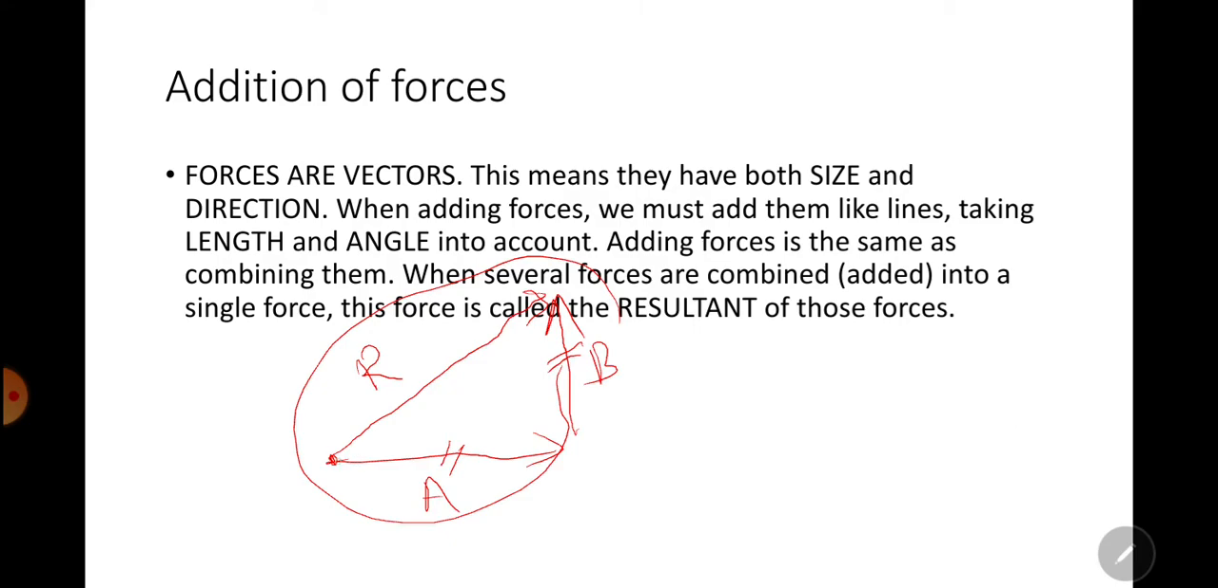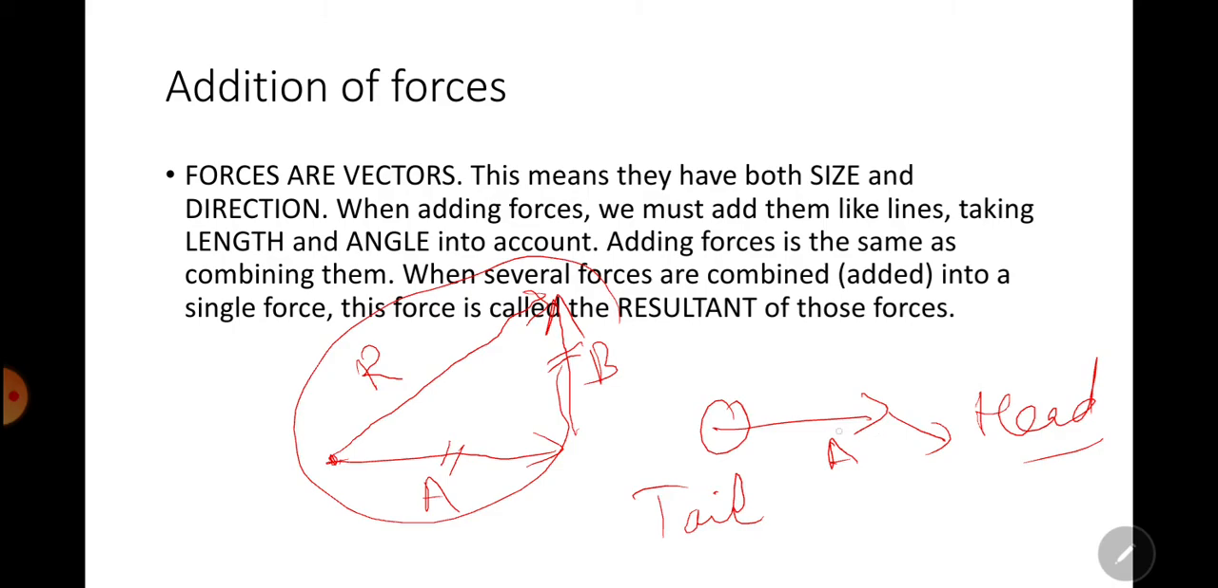And in this, if you draw a vector here, this is called the tail and this is called the head. So here we take the tail of the first vector and here we take the head of the second vector. When we join the tail of the first vector to the head of the second vector, it is called the head to tail rule. So we have added vectors by the head to tail rule.